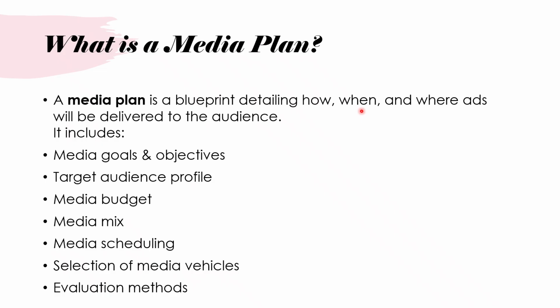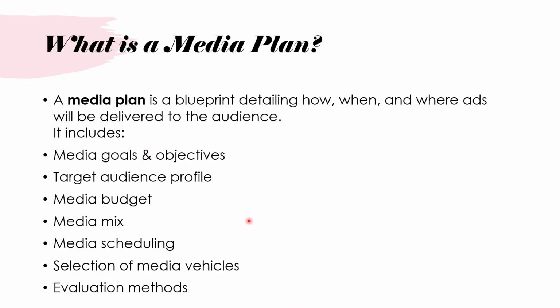Now let's understand what a media plan is. A media plan is the complete blueprint or roadmap that explains how, when and where an advertisement will be delivered to the audiences. So we can say that it is the heart of advertising execution. Why? Because it transforms marketing strategy into measurable action. A media plan includes who the target audiences are, which media channel will be used, when the ad will run, which media vehicle will be selected, and how performance will be evaluated.